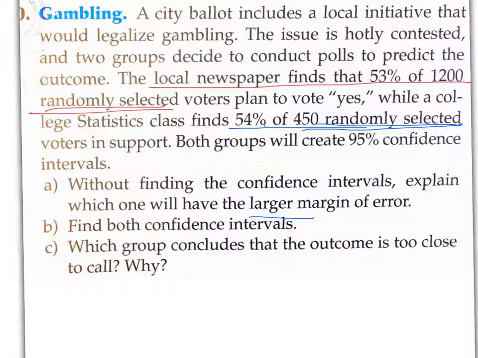Okay, so B, find both intervals, which concludes that the outcome is too close. So I'm going to add an extra page so that we can work all this out from the beginning. All right, so first thing we would need to do is check our conditions. So we have our independent condition. So you would want to write all this out.